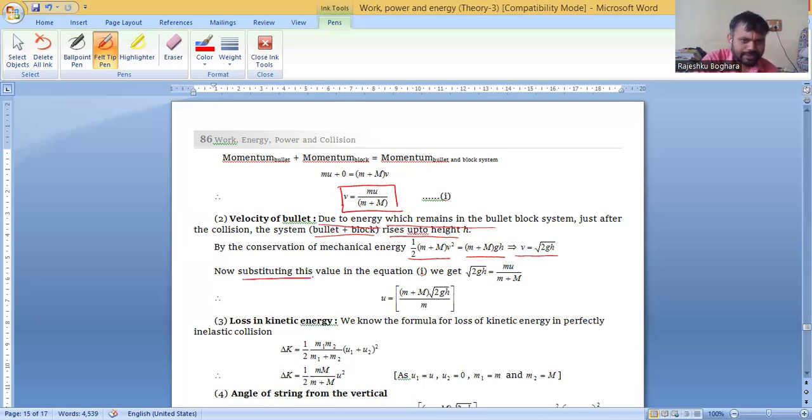Now substituting this value in the above equation 1, we get under root 2gh is equal to mu upon m plus capital M. Now making u the subject, m plus capital M goes to the left side. So u equals (m plus capital M) under root 2gh by m. This is the initial velocity of the bullet.